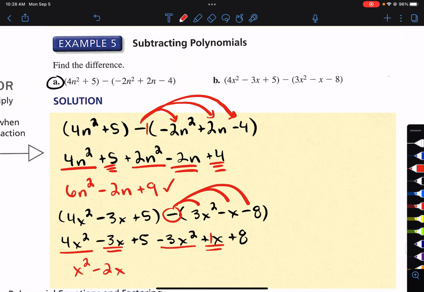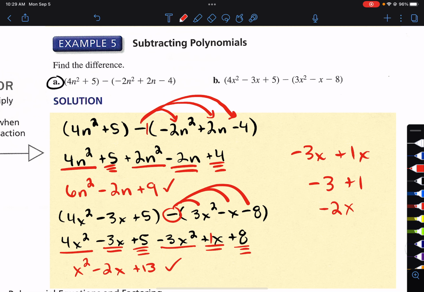Now, if you can't do negative 3 plus 1 in your head, go ahead and type it in the calculator. If you have negative 3x's plus 1x's, you can't put negative 3x in your calculator, but you can do negative 3 plus 1 and get negative 2 and then put the x back on after you're done using the calculator, right? Okay, plus 5 plus 8, that is plus 13. And I'm in the right order, so I'm done.